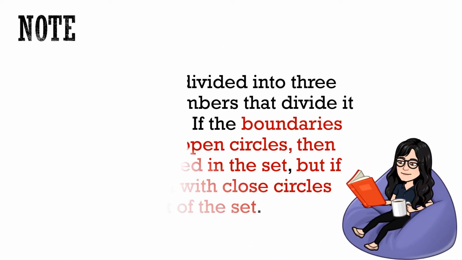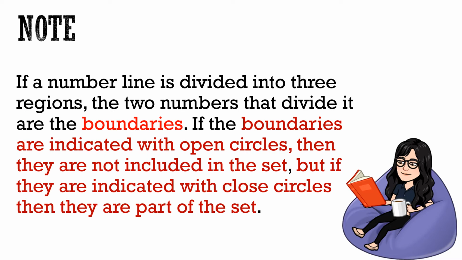Take note, if a number line is divided into three regions, the two numbers that divide it are what we call the boundaries. If the boundaries are indicated with open circle, then they are not included in the set. But if they are indicated with closed circle, then they are part of the set.